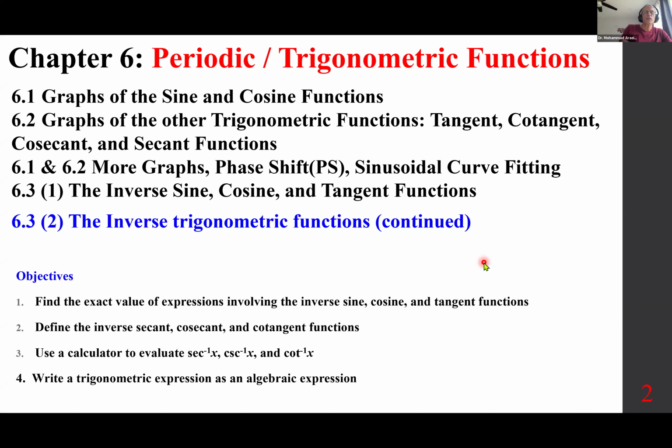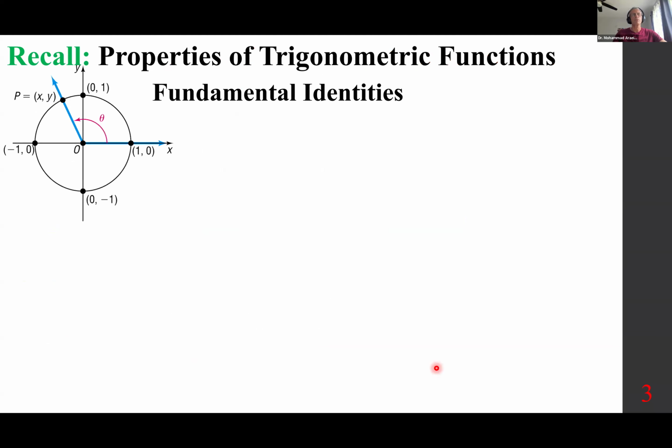So we are looking at inverse trigonometric functions with the following objectives. Find the exact value of the expression involving the inverse sine, cosine, and tangent function. Define the inverse secant, cosecant, and cotangent function. Use a calculator to evaluate secant inverse, cosecant inverse, and cotangent inverse. Write a trigonometric expression as an algebraic expression.